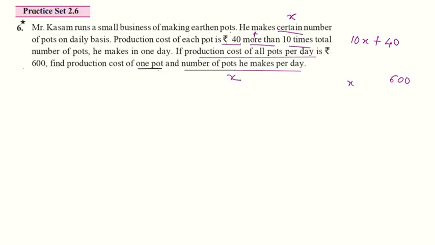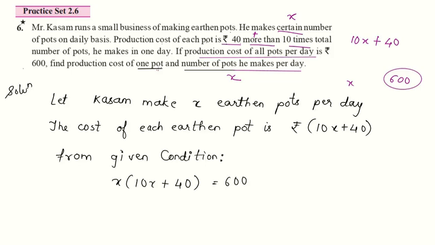So the number of pots is x, and we need to find the production cost of a single pot. We have the total production cost of all the pots as 600. How will we frame that as an equation? Look at this now. Let Qasim make x earthen pots per day. The cost of each earthen pot is rupees 40 more than 10 times the total number of pots he makes in one day.